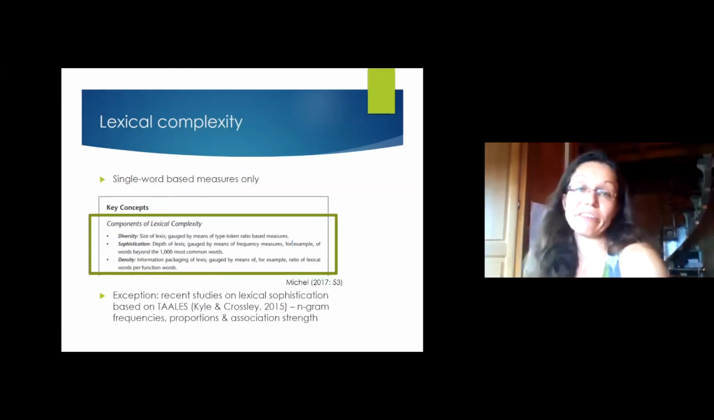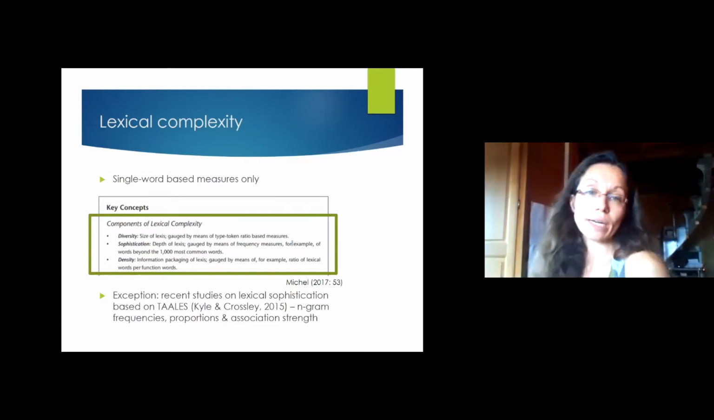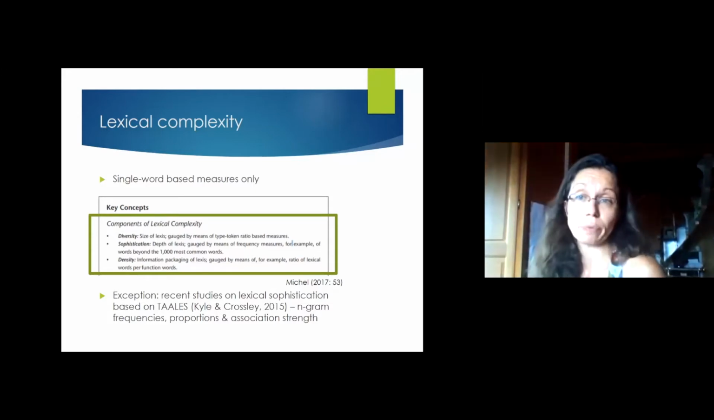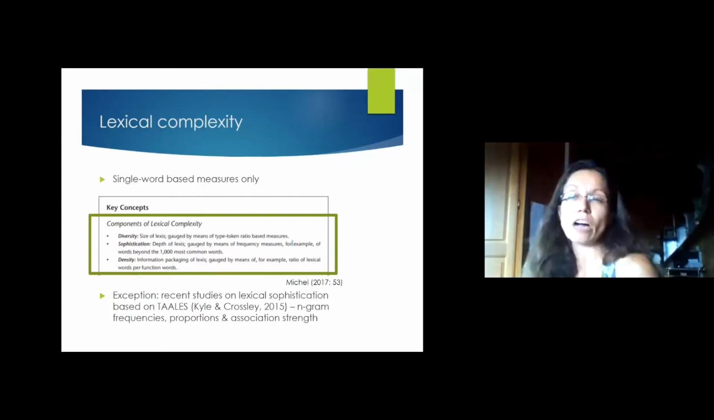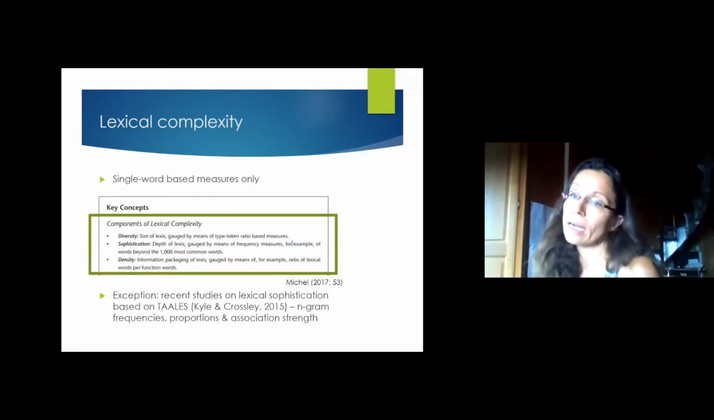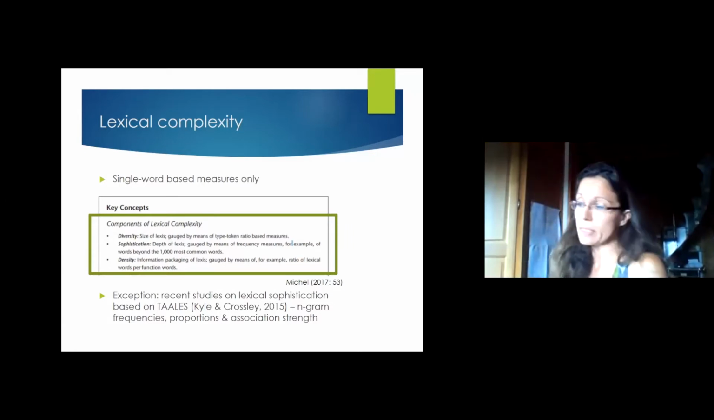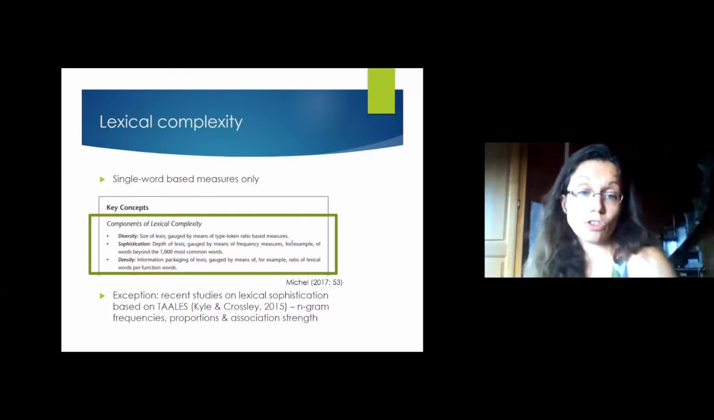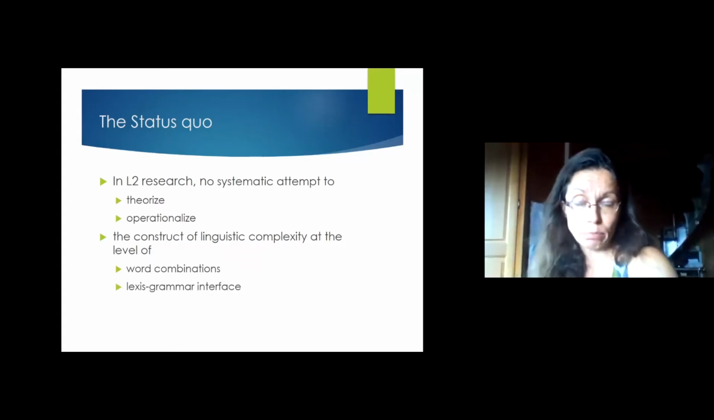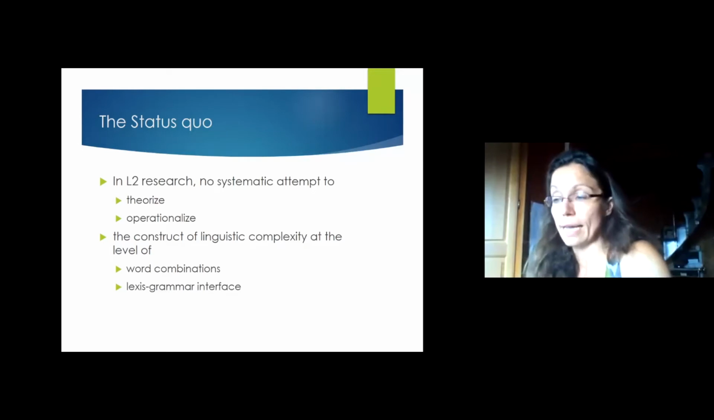When lexical complexity is investigated, however, it is often only analyzed by means of single word-based measures, such as type-token ratio formulas and frequency word lists. Notable exceptions are to be found in recent studies based on the tool for automatic analysis of lexical sophistication developed by Christopher Kyle and Scott Crossley, which includes n-gram frequencies, n-gram proportions, and association strength. I think it's fair enough, though, to say that in L2 research so far, there hasn't been any systematic attempt to operationalize the construct of linguistic complexity at the level of either word combinations or the lexis-grammar interface.